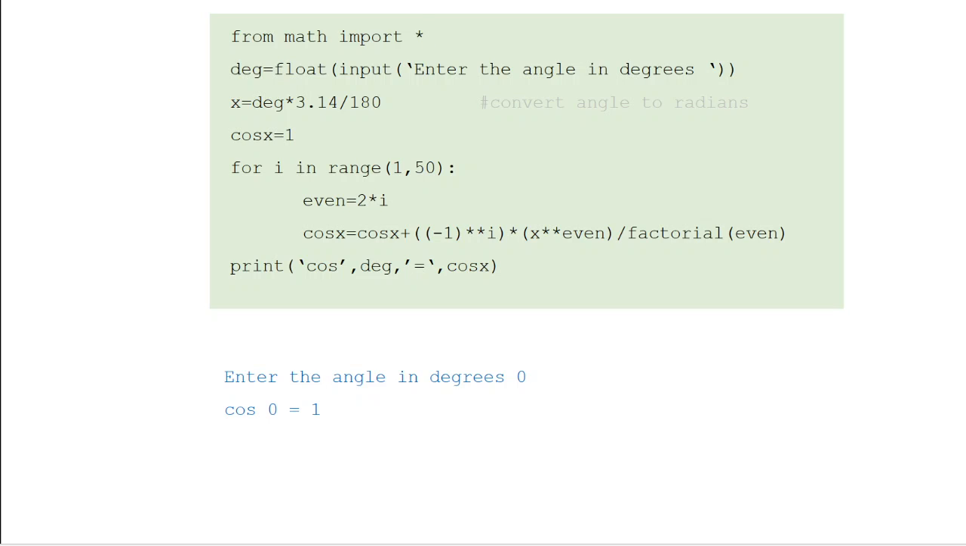Now usually when we take angle as input, we input it in terms of degrees. So let's input the angle in degrees. So I say deg equal to float input, enter the angle in degrees. I'm going to input it as a floating number. As I said, Taylor series works only for radians. So once I input the angle in terms of degrees, I need to convert it into radians, which I do by multiplying it with pi and then dividing it with 180. Right? So x equal to deg into 3.14 divided by 180. So x is the angle in radians now.